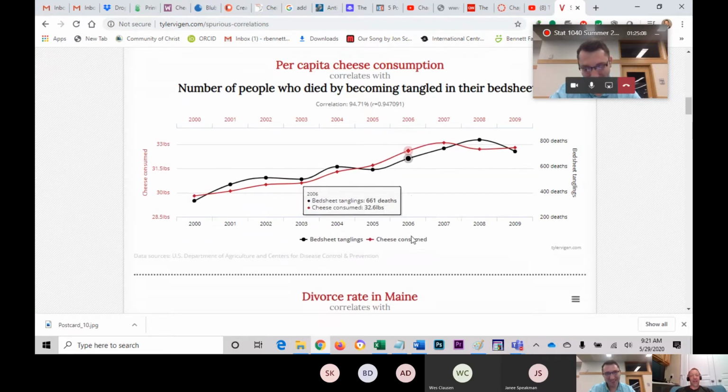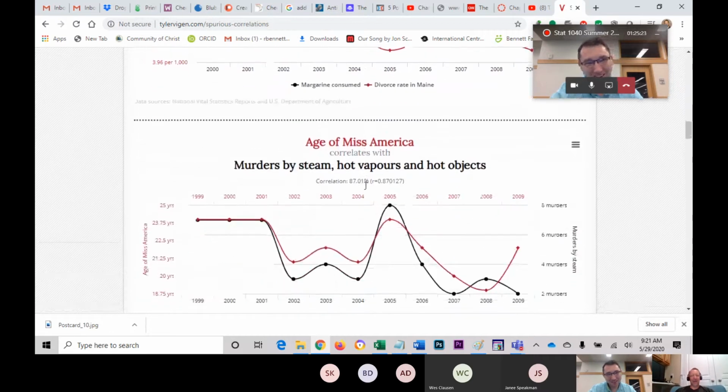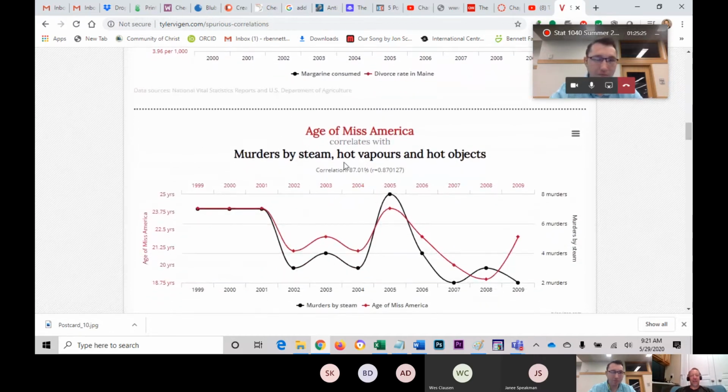Okay, and how about this one? Divorce rate in Maine and per capita consumption of margarine. Okay, eat more margarine and you won't get a divorce. We'll do one more here. The age of Miss America correlates very strongly, 0.87, with murders by steam, hot vapors, and hot objects. So apparently we want younger Miss Americas, and then there will be fewer murders, right?